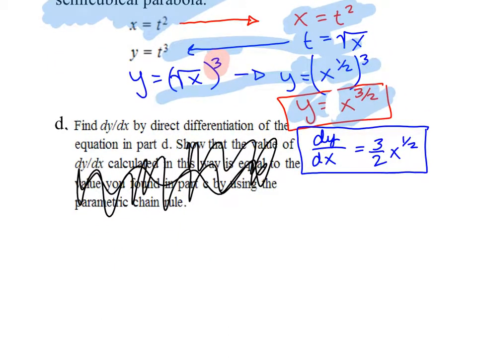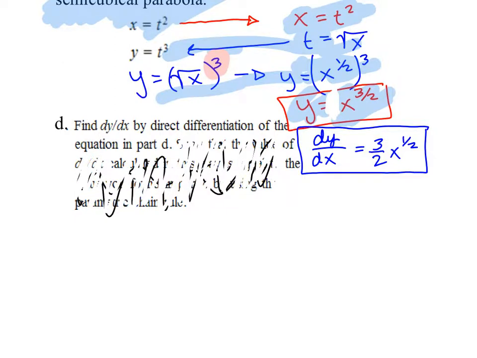Find dy/dx by direct differentiation of the equation in part D, and then this was crossed out, so we're not going to do it. We're not going to do whatever this said.